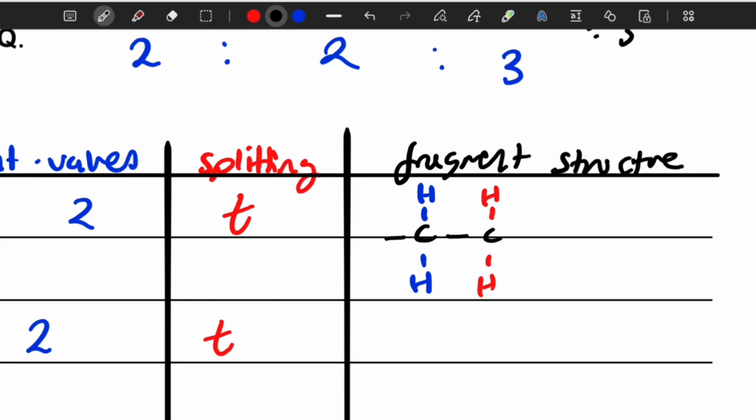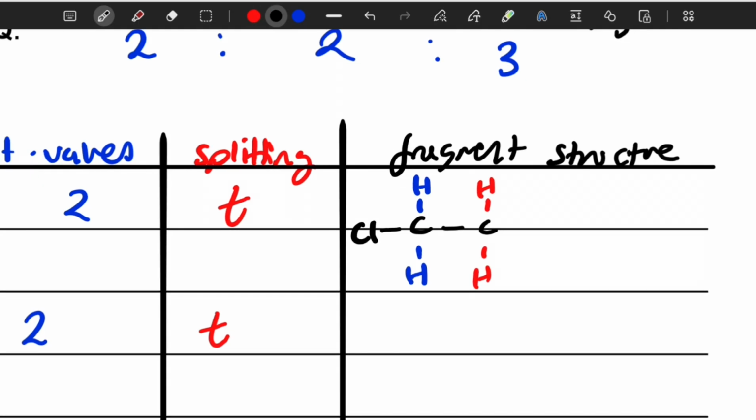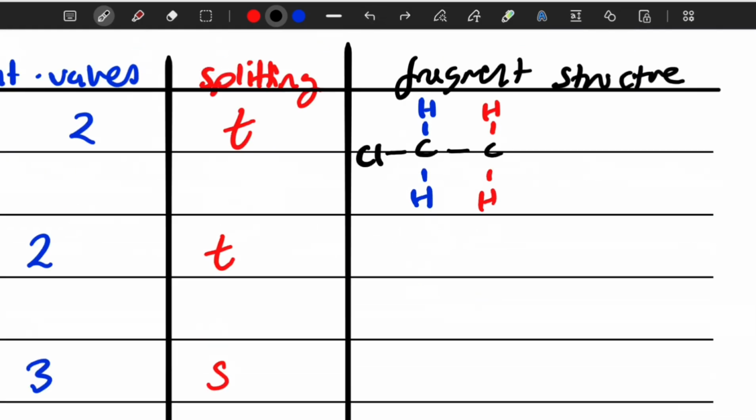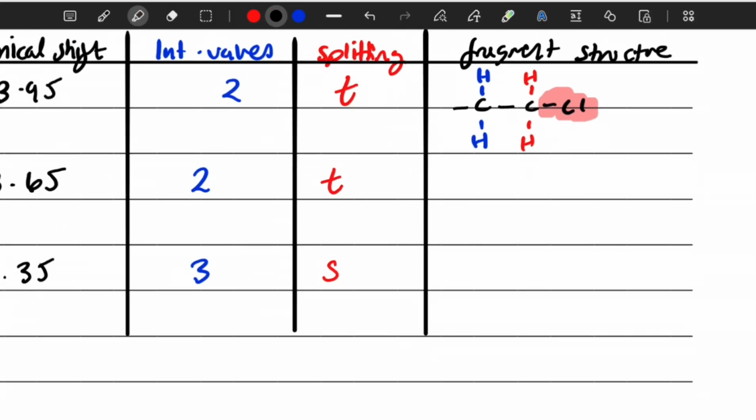That means there would be a chlorine. The fragment structure, there will be a chlorine there. That means there will be a chlorine over here on that carbon. I could put the chlorine there, or I could put the chlorine there. To be honest, I'll put the chlorine here because it is on the adjacent carbon, so I'll put the chlorine there. Okay, next we have 3.65.